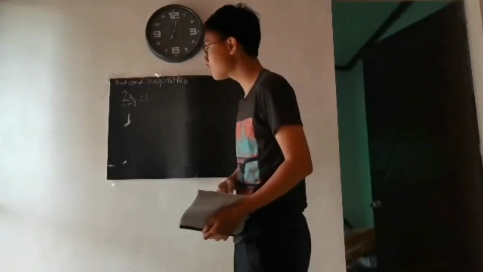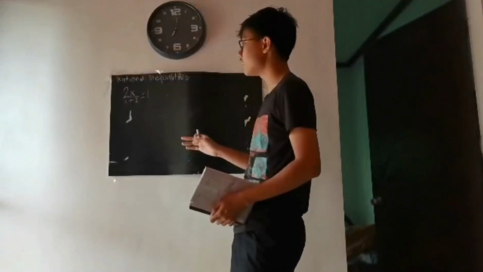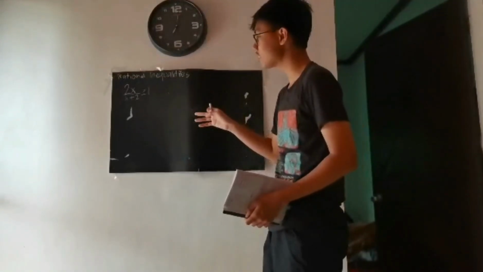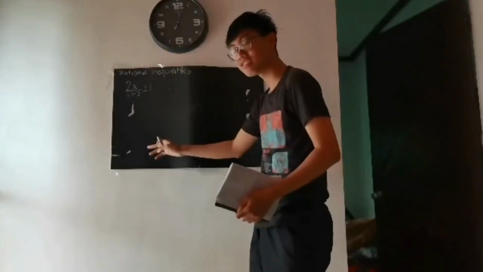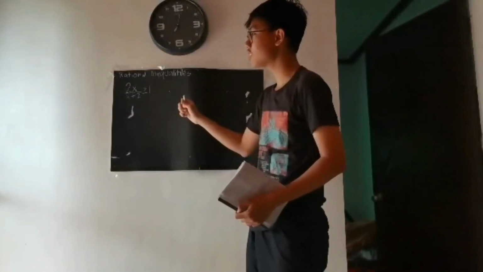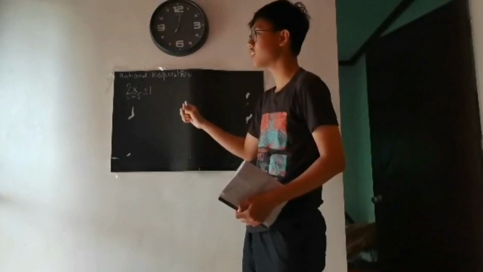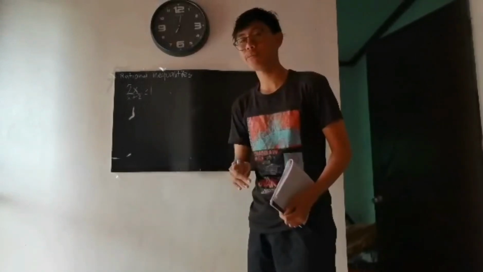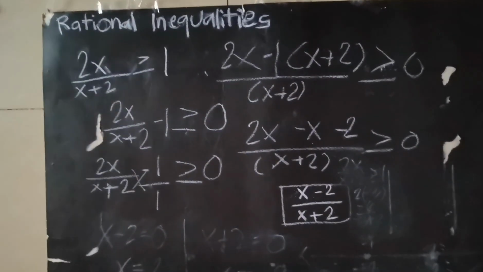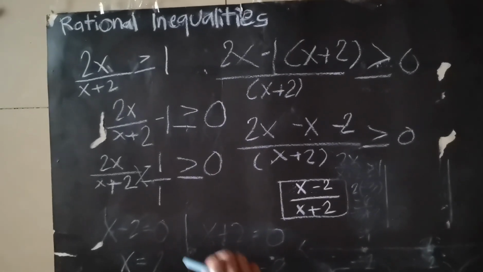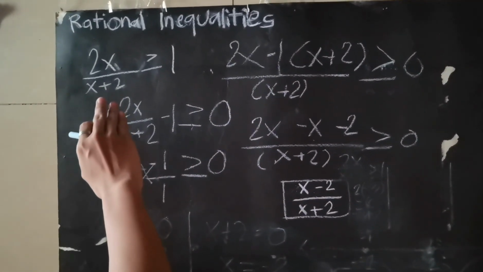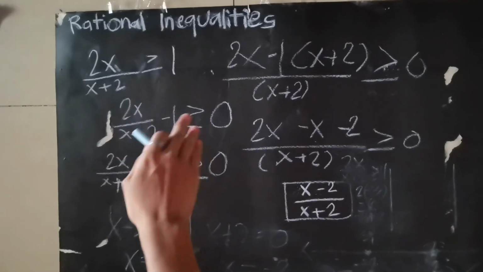Now we have a problem here: 2x over x plus 2 is greater than 1. This type of rational inequality requires solving, and I'm going to teach you step by step. The first step is to write the inequality in general form. Our problem is 2x over x plus 2 is greater than 1.